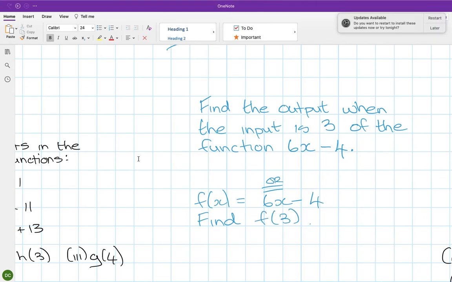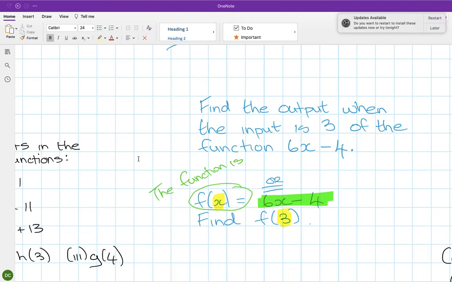So they would give you the function, and remember this means the function is. So what is the function? The function is 6x minus 4. Yeah? And they want us to find, and this thing says f of 3. Okay, so if you look, where there once was an x, there is now a 3.